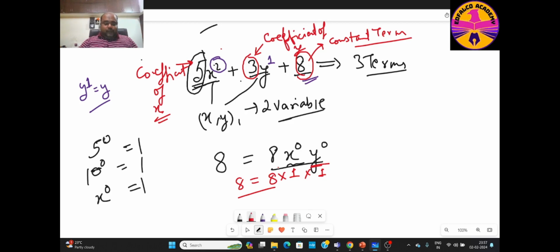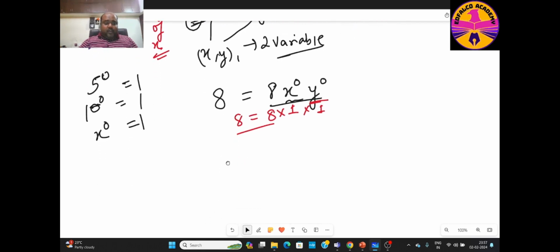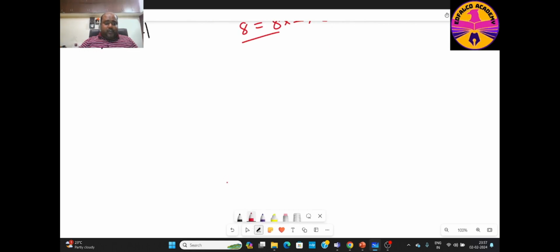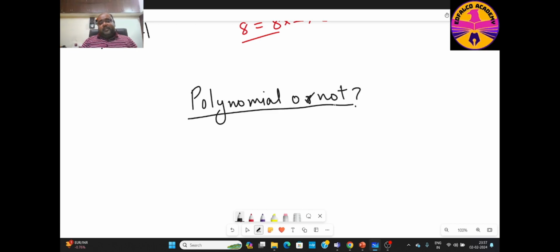Okay, so with this as the understanding, let's move on and try to understand the next important question that we should try to answer: whether the given expression is a polynomial or not. This is an important question, right? We should know whether the expression that is given to us is a polynomial or not. So, for example, if I tell you an expression, let's say minus 3 root x plus x to the power 1 by 3 plus 8x cubed. Now, whether this is a polynomial expression or not.